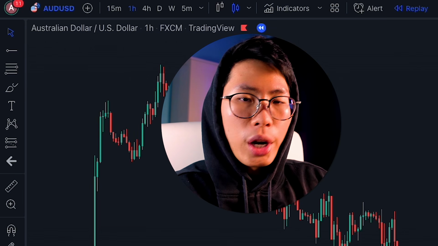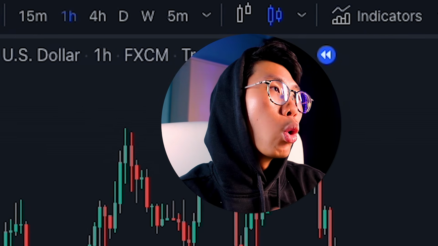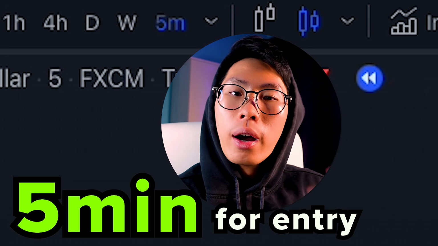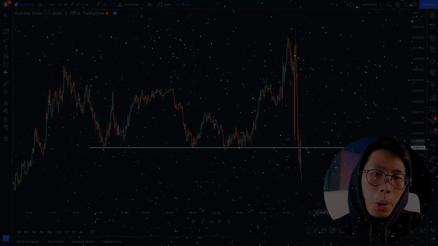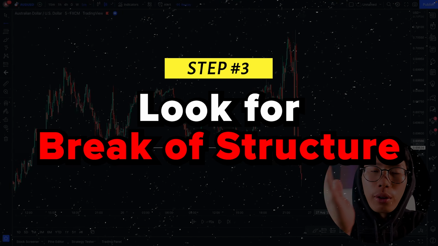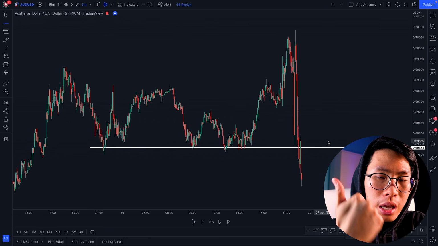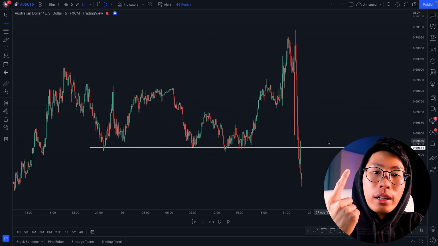After you have found your trend direction on the 1 hour time frame, go to the 5-minute time frame to look for price to break structure. Here's what I mean. The next step is to look for break of structure. After you go down to the 5-minute time frame, you want to be looking for any break of previous highs or previous lows or any pullbacks.